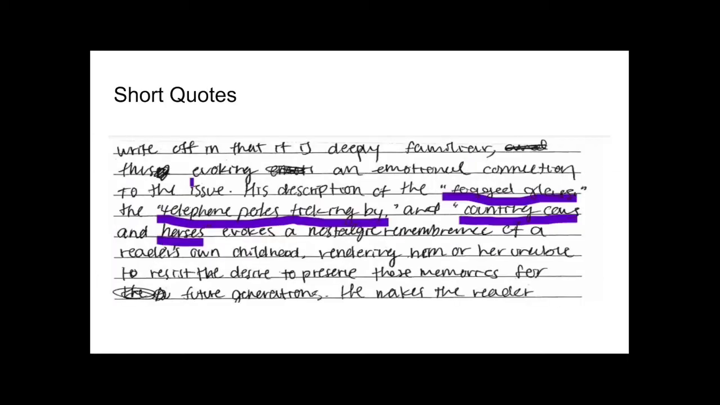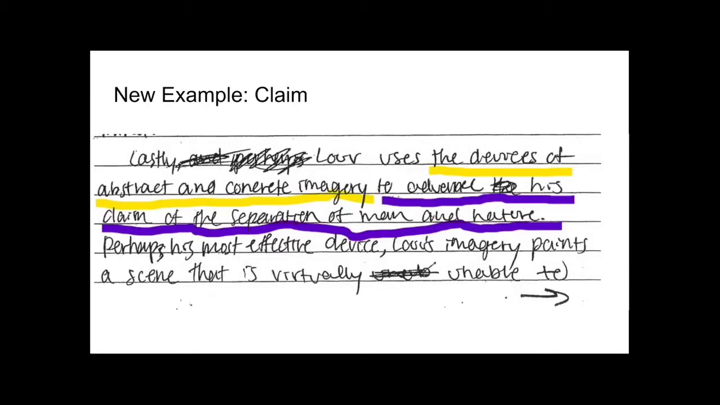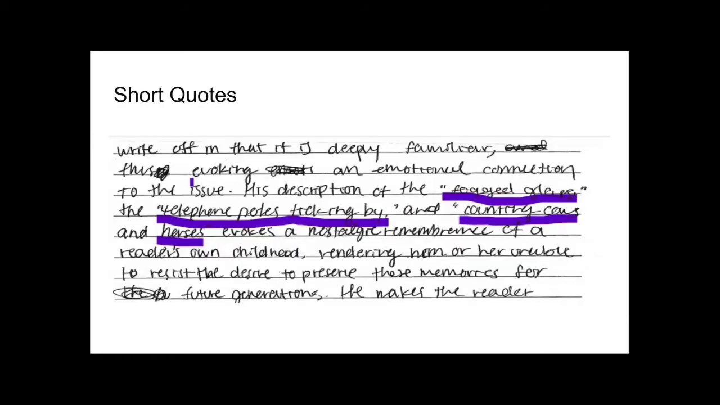So, the way in which the student is going, I said the student's going to provide me examples of abstract and concrete imagery. Well, let's see. The things underlined are the examples: fog glass, telephone poles, trekking by, or something like that, country, cows and horses. So you can see short quotes, two words, 5 words, 3, 4 words. It's not these sort of sentence or 2-sentence long quotes. It's these little bits and sound bites.